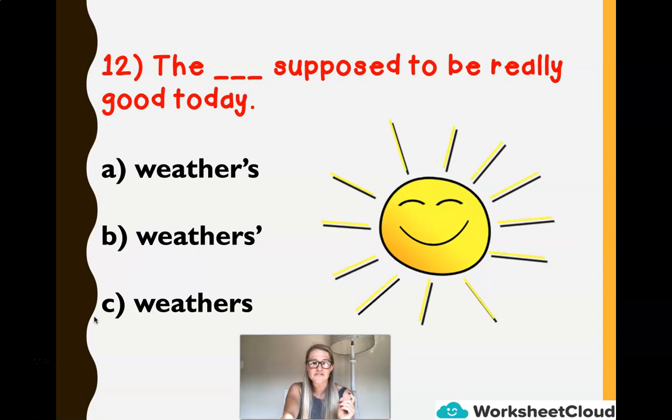Right. Number 12. The weather's supposed to be really good today. The weather's supposed to be really good today. Are we talking about possession? Are we talking about plural? Are we looking at a contraction? What is the correct weather? And it is A, the weather, apostrophe S. This is a contraction because I want to say the weather is supposed to be really good today. And so I will say weather, apostrophe S. The weather's supposed to be really good today. And it is today. Today is beautiful and sunny and warm.